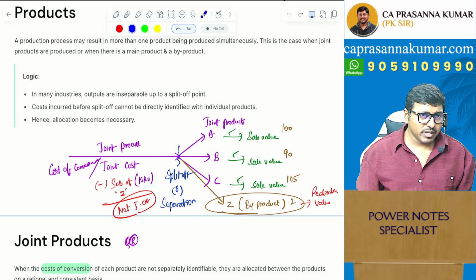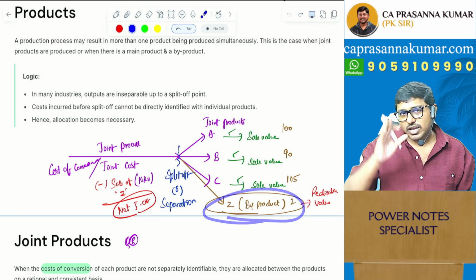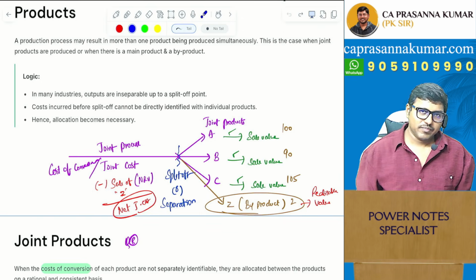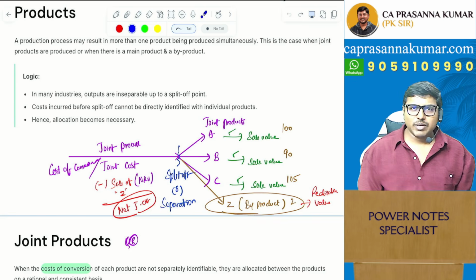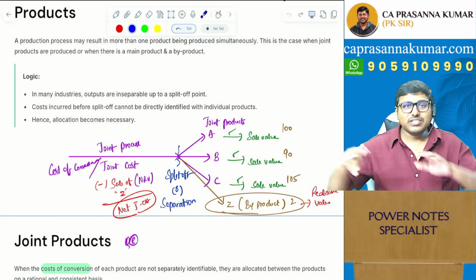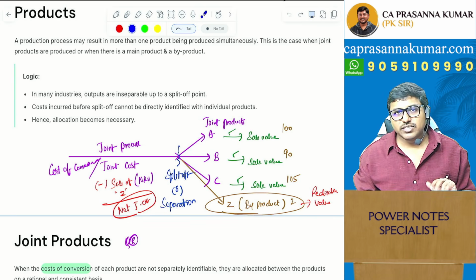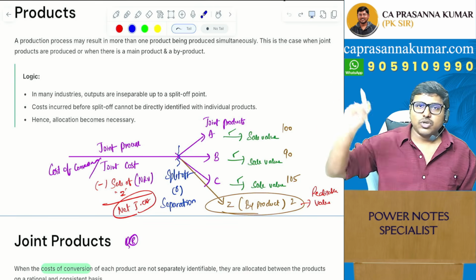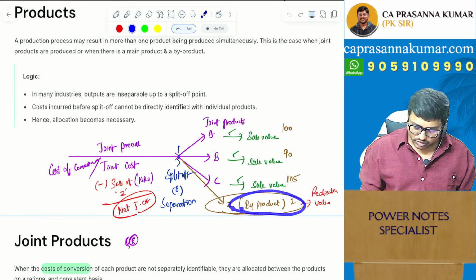Now, what will you do with the byproduct? Very simple. In itself, it does not have any value because you are getting it free of cost. You don't have any intention to get the byproduct. Your intention is to get A, B, C. But Z, just like that, it comes. Therefore, what is the cost of getting Z? Zero. But Z has got some value in the market. So find out the value.